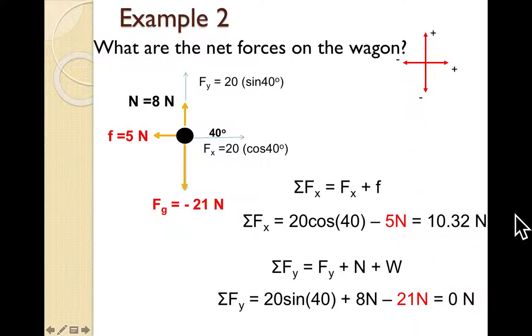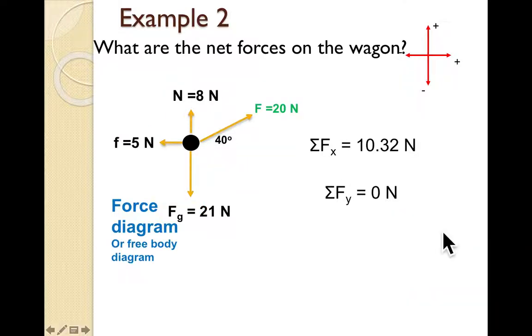Let's look a little bit at what is actually happening on this force diagram, because this is kind of interesting. Typically, when you have a force diagram where you have an object on a surface, in this case a wagon on the ground, the weight vector Fg would be balanced by the normal force. So if we didn't have this vector applied to it to pull it, then these two vectors would be the same. We would have a normal force of 21 newtons.